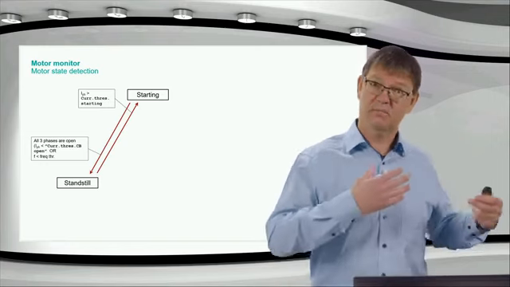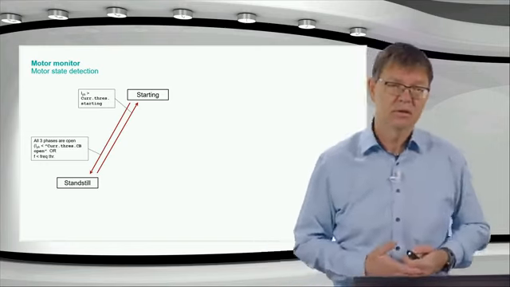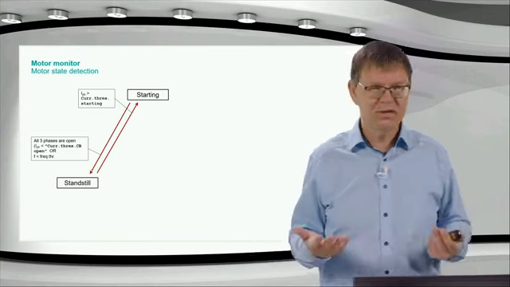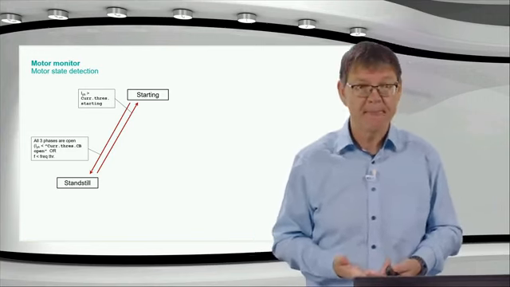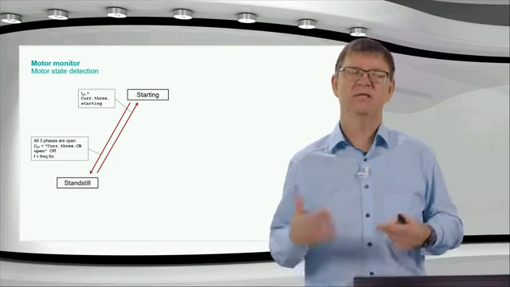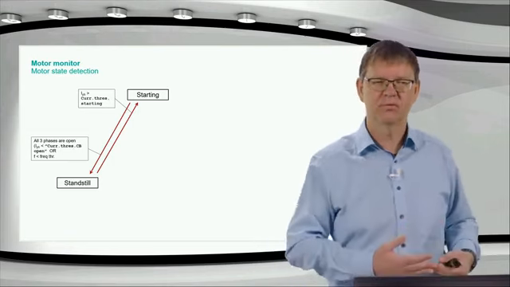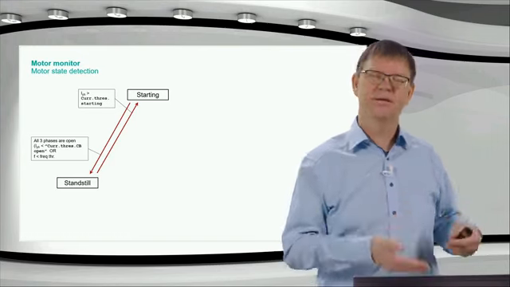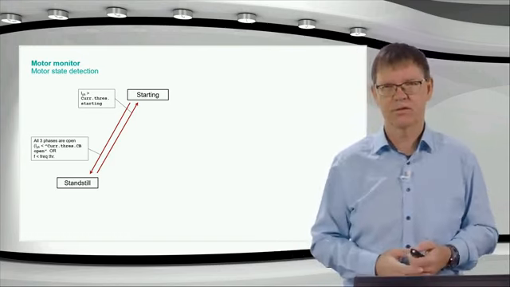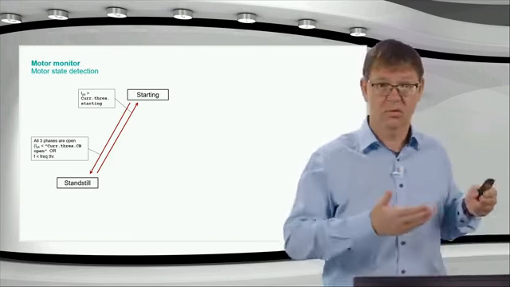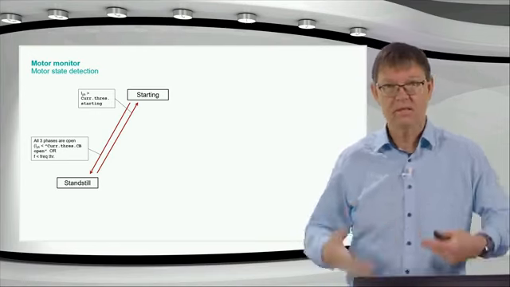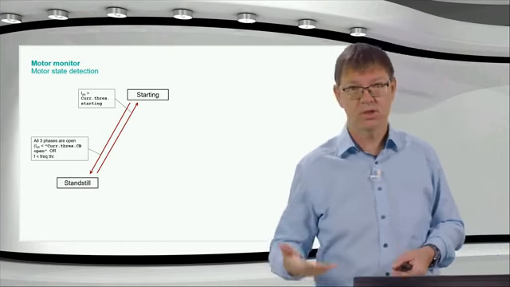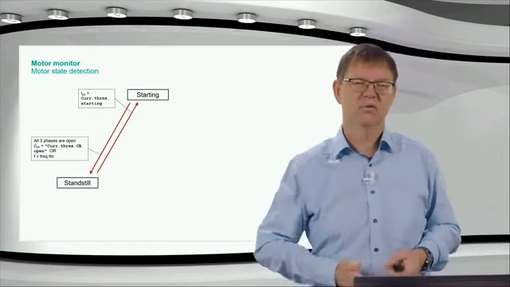From starting, I can come back to standstill as well, if the circuit breaker is open. Basically, this is the criterion we had before. So all the three phases must be below that threshold, and if all phases are below that threshold, then the circuit breaker is considered open, and then the motor goes to standstill. It can still run due to the mass of the rotor and the machine, but it will slow down and come to standstill.